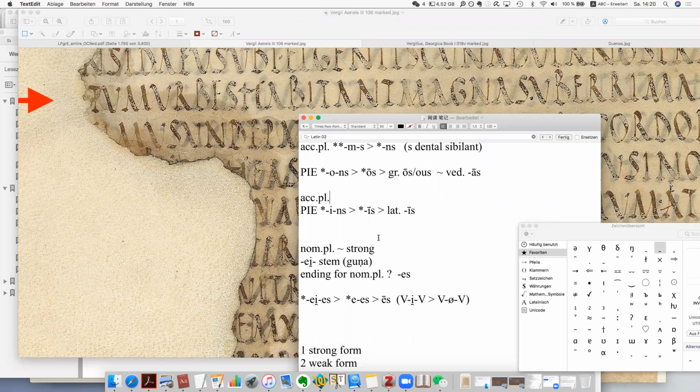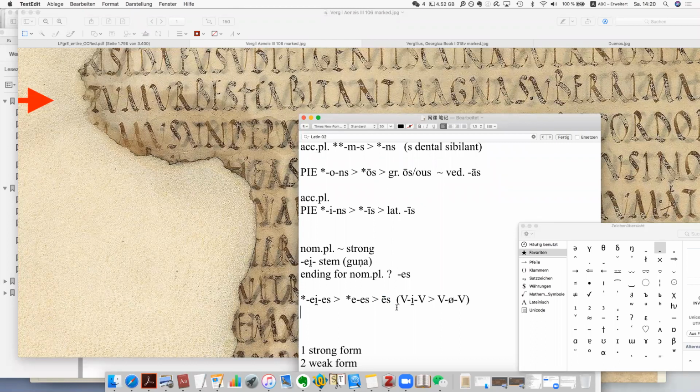You have the stem, e stem, and then you have the ending. You just put them together. So that's why it is an original form, but it is replaced by s.